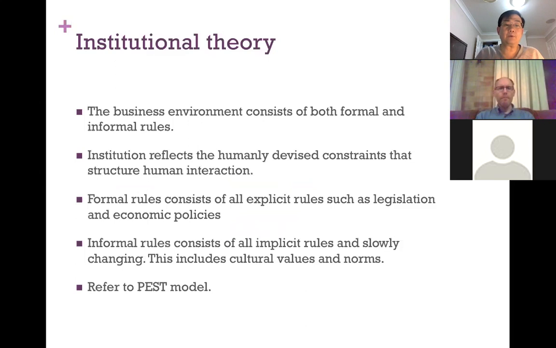So if we compare formal and informal rules, the informal rules actually change slowly. The values and the norms in the society change slowly. They change, but with time. Now, if we put them together, you may recall that in presentation one we discussed the PAST model. That PAST model actually reflects the institution, the environment where we operate. If you like, it gives us the context where we operate. So PAST basically consists of those formal and informal rules.